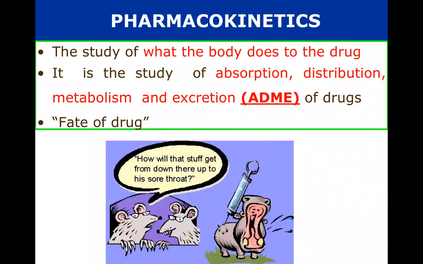What is pharmacokinetics? Pharmacokinetics, the study of what the body does to the drug. It is the study of absorption, distribution, metabolism, and excretion of drugs. So it is the fate of a drug from the start of entrance to our bodies till the exit from our bodies, and generally classified into 4 important phases or steps: absorption, distribution, metabolism, and excretion.